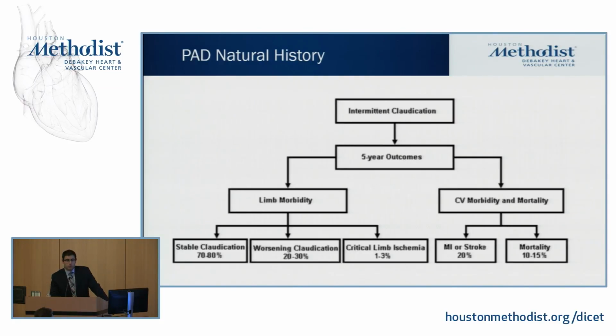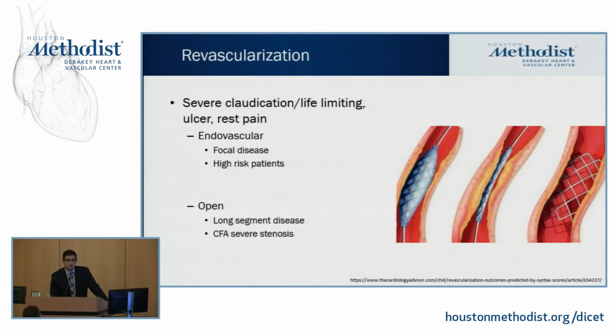Again, I'd like to point to this slide again, the intermittent claudication outcomes. The most important thing the practitioner needs to look into is decreasing the risk factors, because the cardiovascular morbidity and mortality is very high, suggestive that there is coronary artery disease.